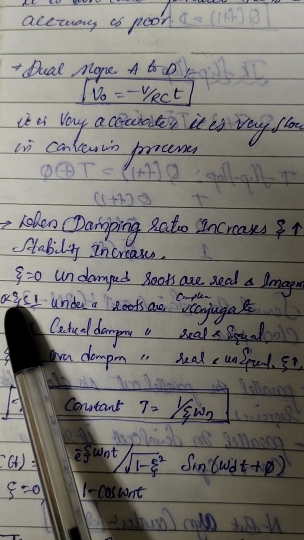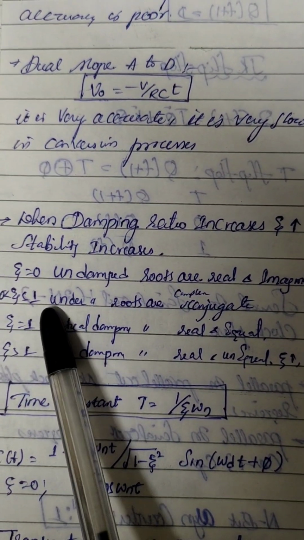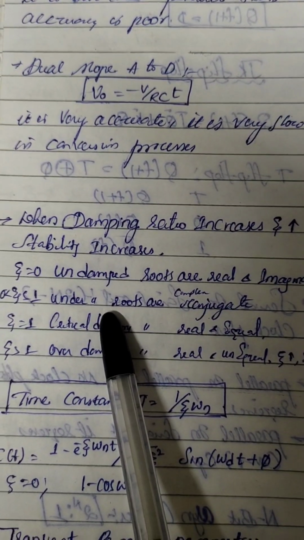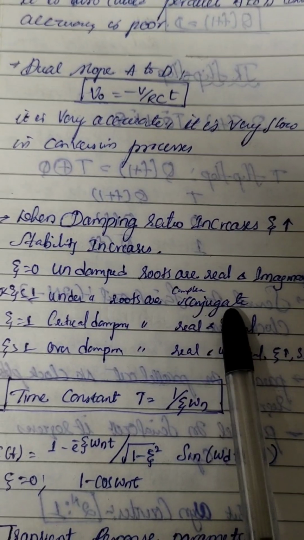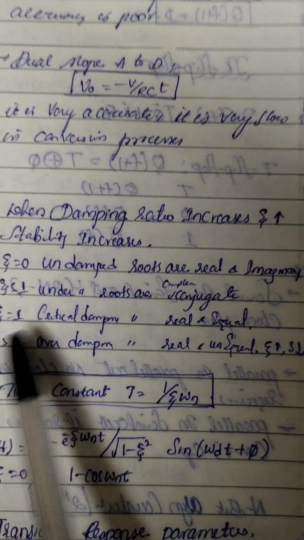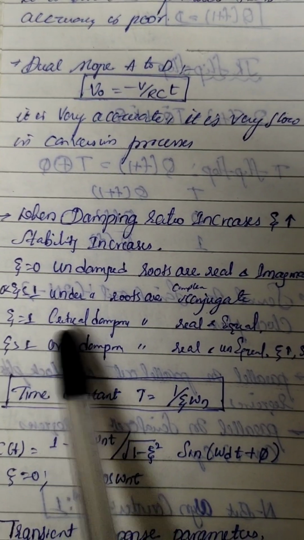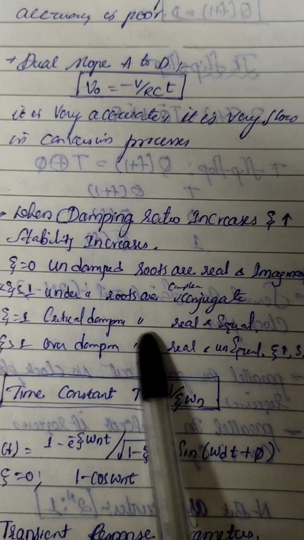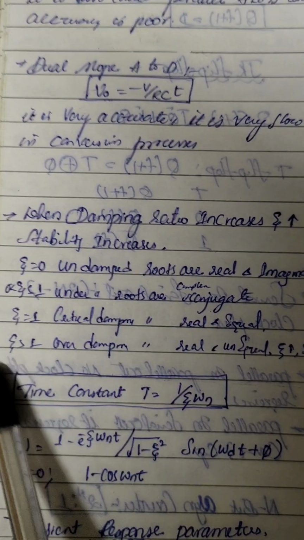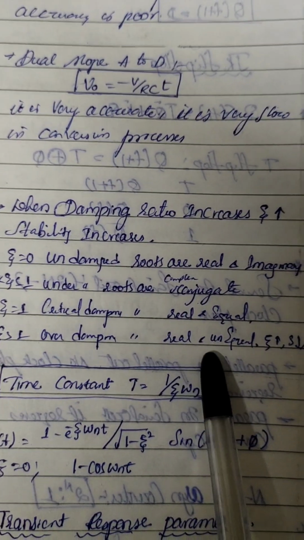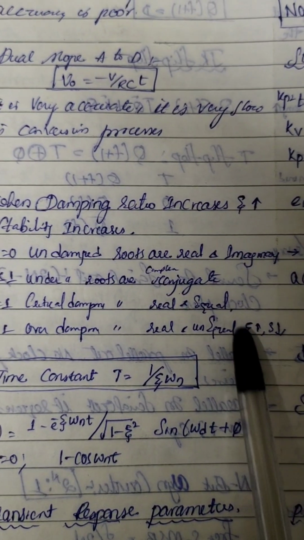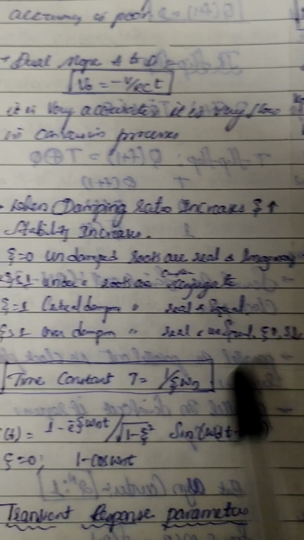Zeta between 0 and 1, it is underdamped. The roots are complex and conjugate. Where zeta is equal to 1, critical damping. The roots are real and equal. Zeta greater than 1, it is overdamped. Roots are real and unequal. Where zeta increases, the stability decreases.